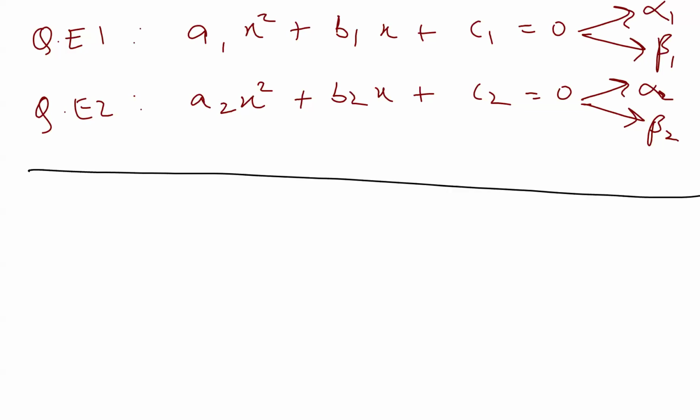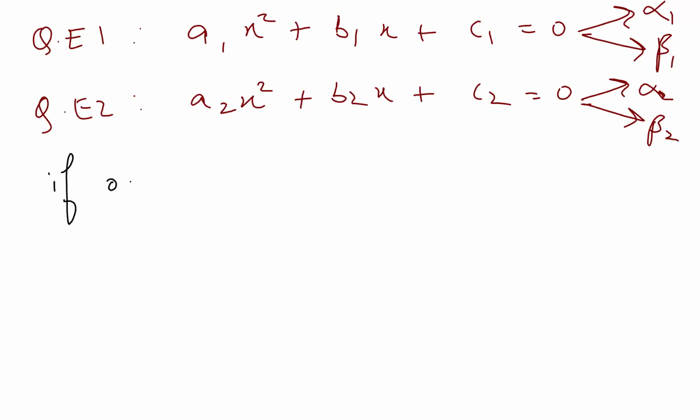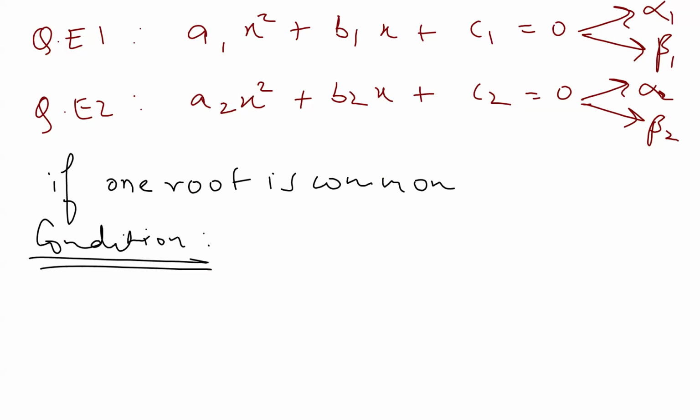So if one root is common, we'll write down the condition. So there are two cases. If one root is common, and the second case is if two roots are common. So write down this a1, a2, b1, b2, c1, c2, and again a1, a2. Start with a1, a2, end with a1, a2. So I'll write down the condition for you guys.